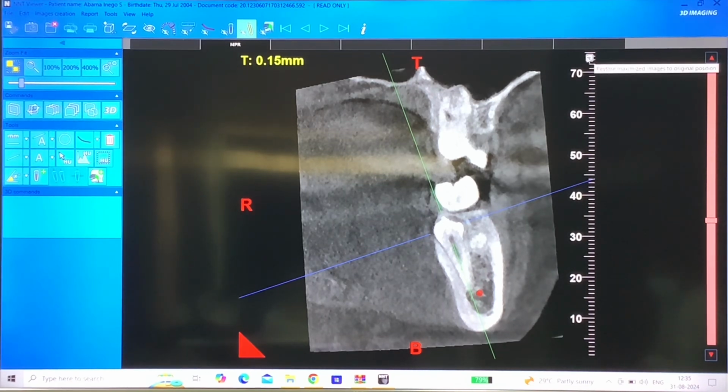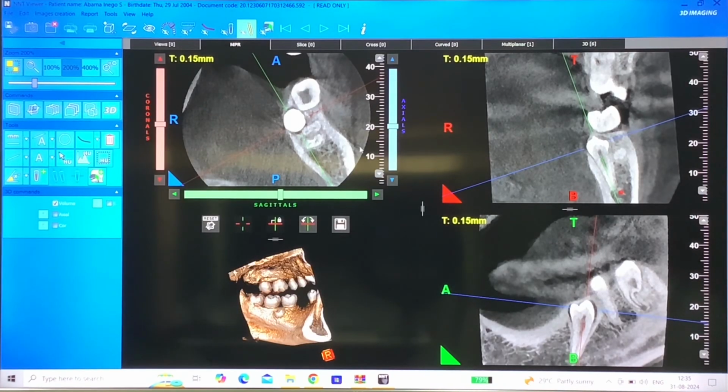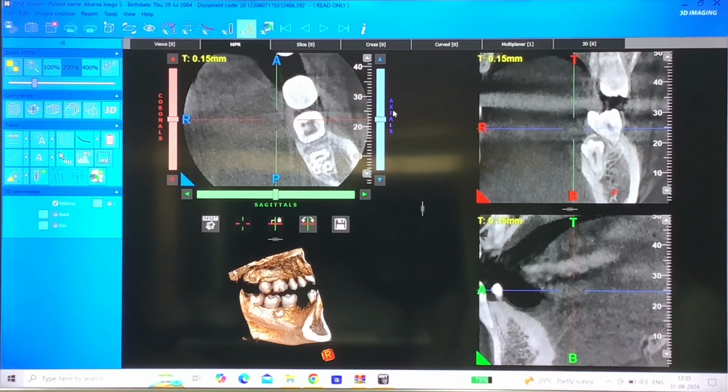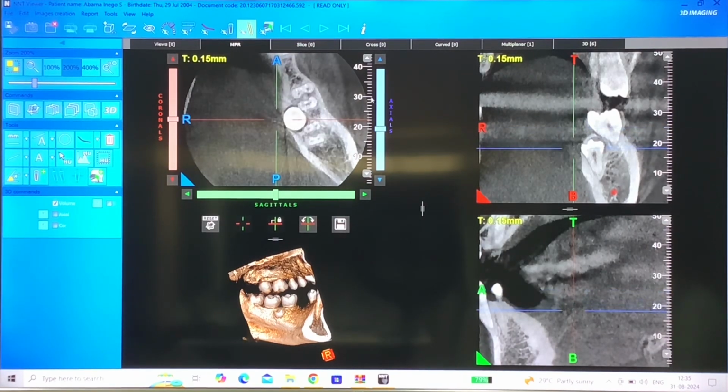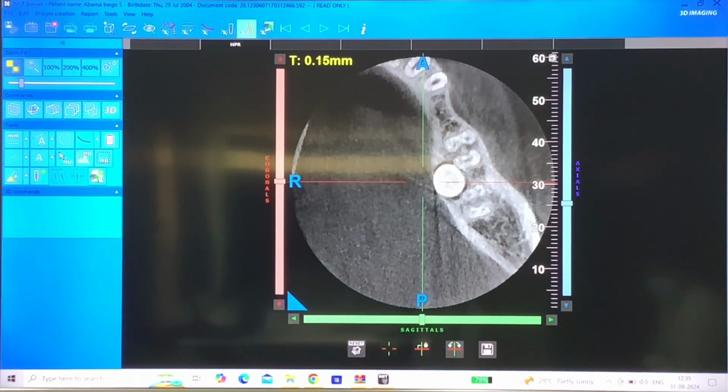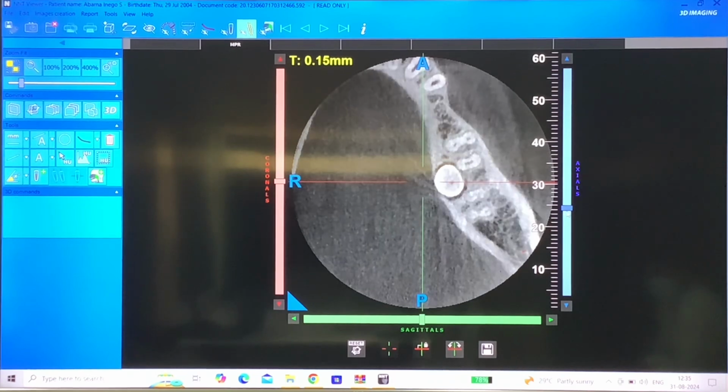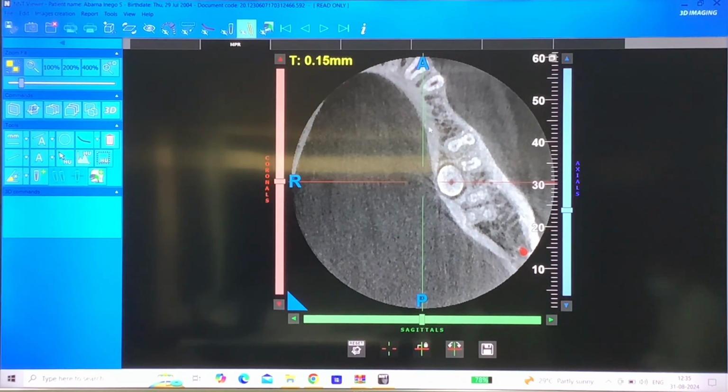It will require some effort to bring this tooth orthodontically into the position in the edentulous area because it is far away from the edentulous area. Probably this tooth may go for extraction and we may have to plan an implant, and we can make use of this scan to plan an implant in this area also.